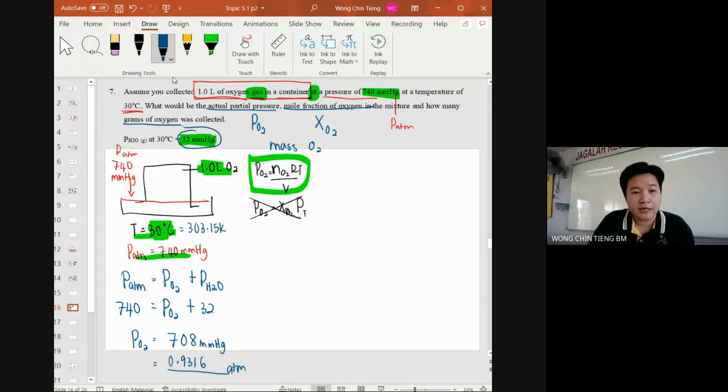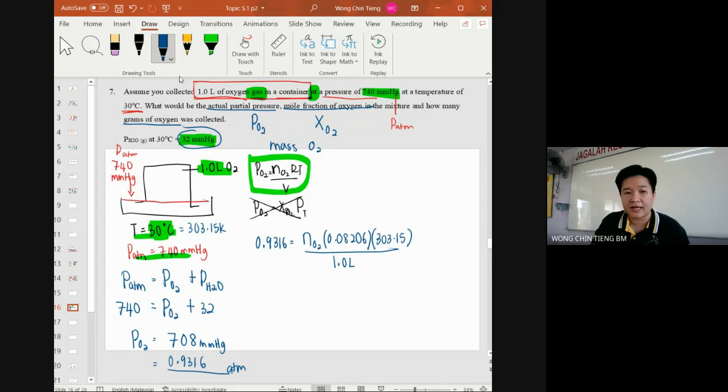So, masukkan value. Partial pressure of oxygen gas 0.9316 equals to the number of mole is the one that we are looking for. Okay. We are looking for the number of mole, and then you have your R 0.08206 because your pressure is in ATM. Temperature 303.15 Kelvin. Volume given 1 liter, volume of the oxygen gas. From there, you get the number of mole of your oxygen gas.